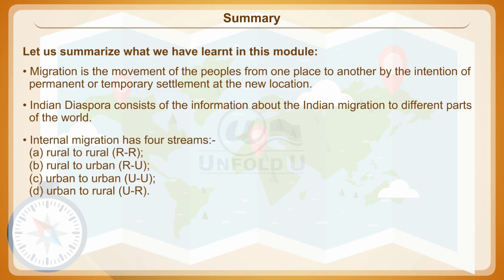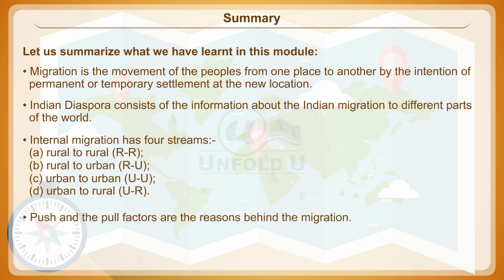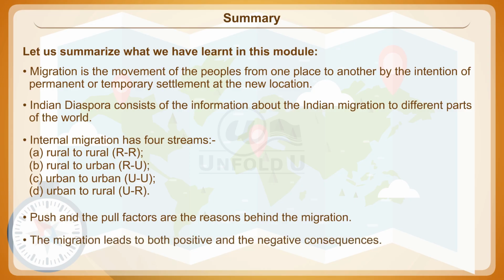A. Rural to rural, RR. B. Rural to urban, RU. C. Urban to urban, UU. D. Urban to rural, UR. The push and the pull factors are the reasons behind the migration. The migration leads to both positive and negative consequences.